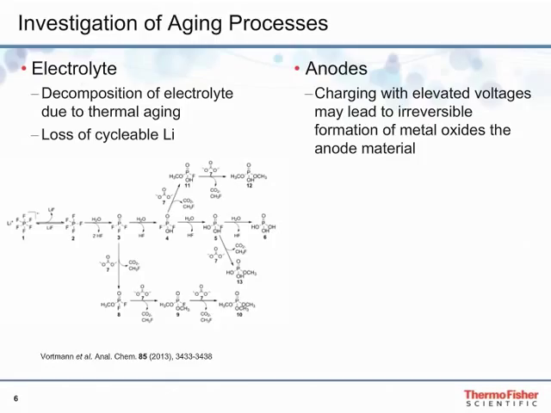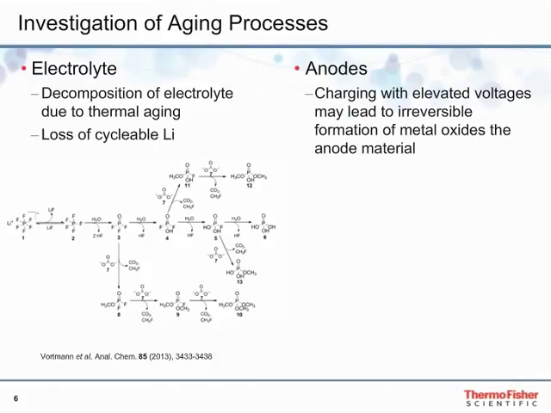Even though a considerable amount of work has been done on the development and commercialization of lithium-ion batteries, there is still considerable interest in improving the current technology and the development of new battery components. In order to investigate how the battery cells are aging, there are at least two different components to look at: the electrolyte and the anode.